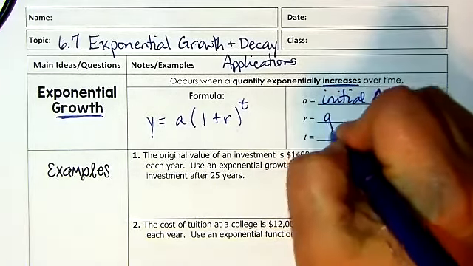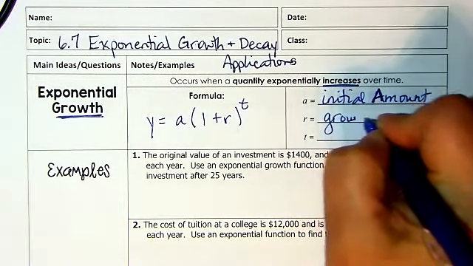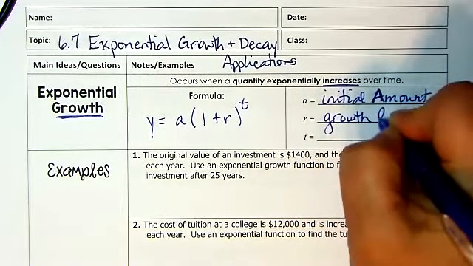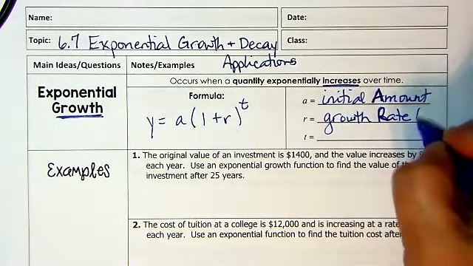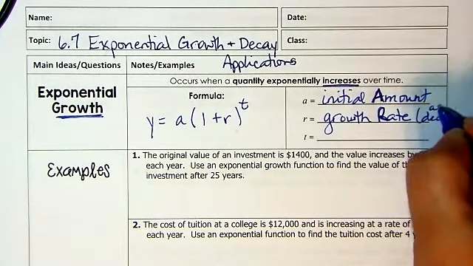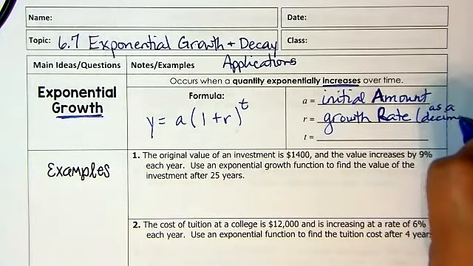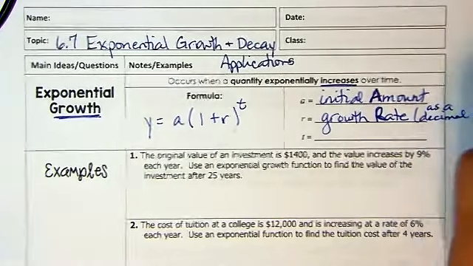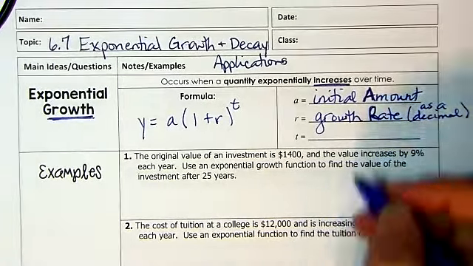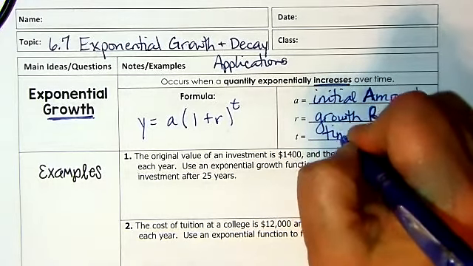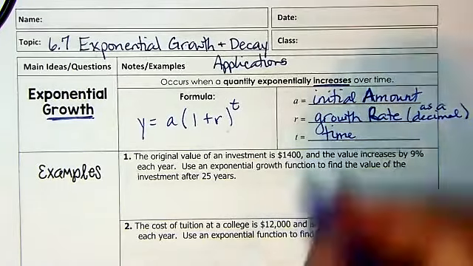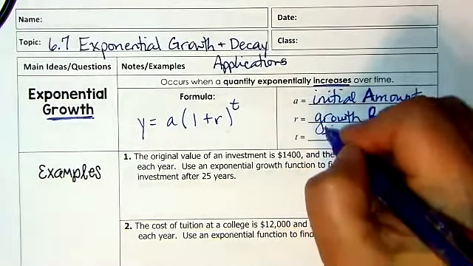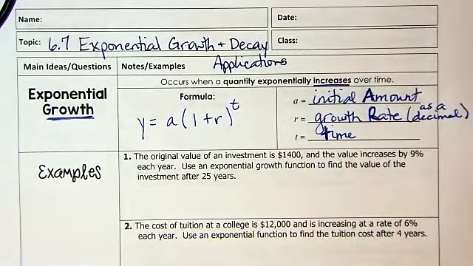The r is the growth rate, which is your rate, and that's going to be as a decimal. As a decimal. Make sure you can see everything that I'm writing. Okay, and then the t is time. So stick with that. T is time. So I'm bolding that.